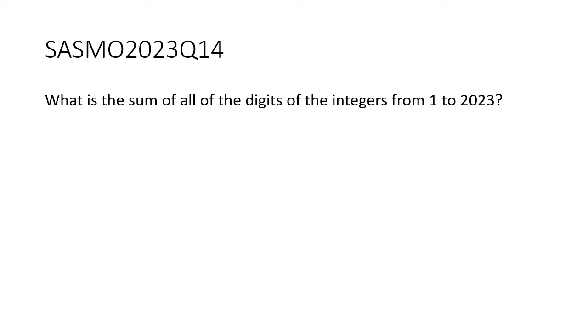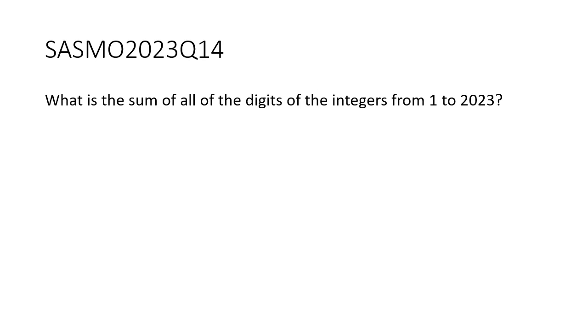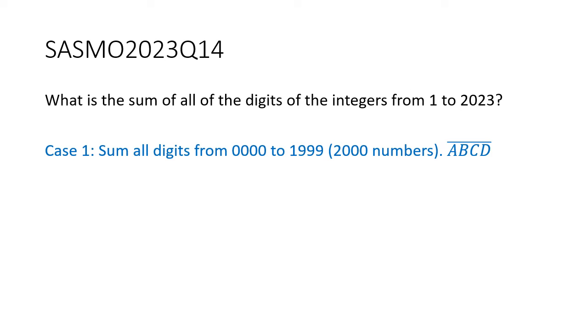Question 14. What is the sum of all the digits of the integers from 1 to 2023? So pause the video here and give this question a good try. For this question, we're going to break this up into two cases. The first case, we're going to consider the first 2000 numbers from 0000 to 1999. And we're just going to include 0000 for convenience.